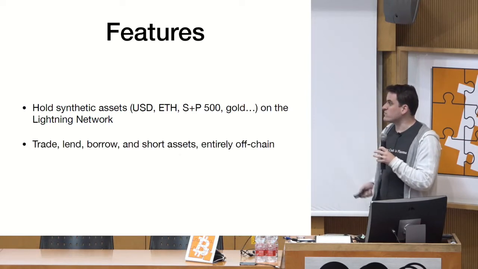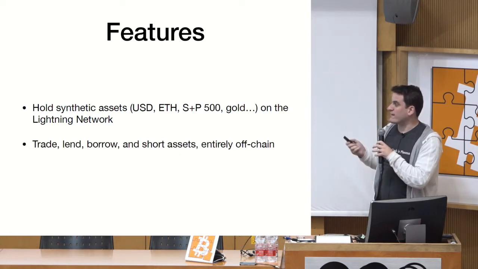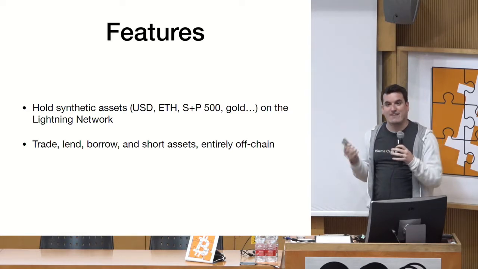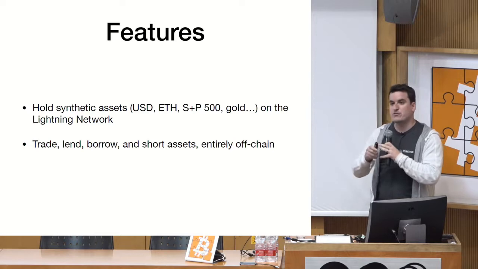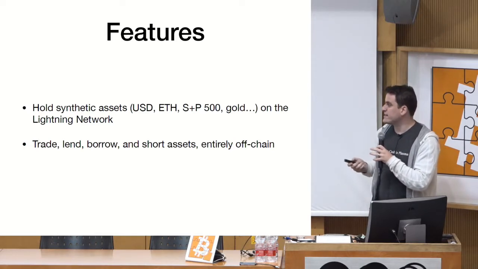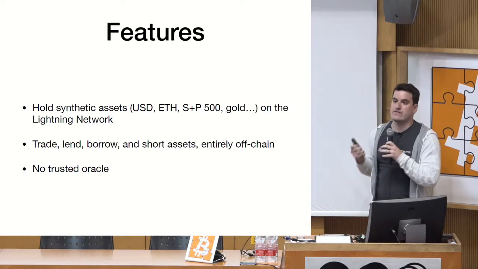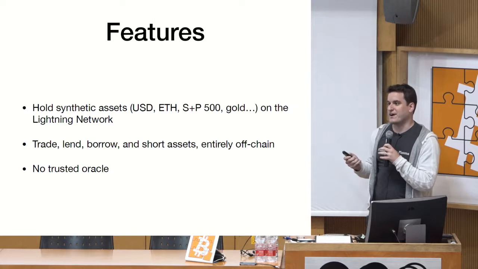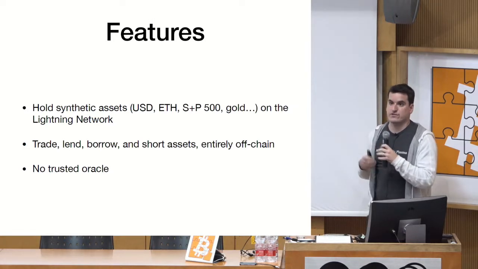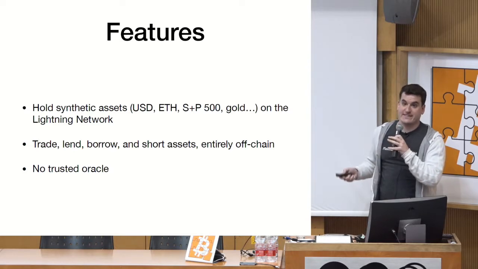And not only can you hold this on the Bitcoin Lightning Network, you can trade it, you can lend and borrow it, you can get leverage on your positions, and you can do this entirely off-chain with transactions that are essentially free. And the best part is you don't even need an oracle. A lot of the time, when people talk about synthetic assets, they tend to rely on some kind of trusted oracle for prices. You don't even need that in this construction.